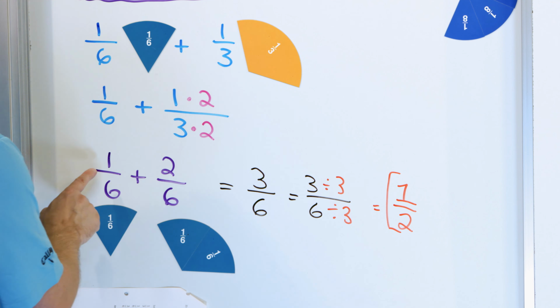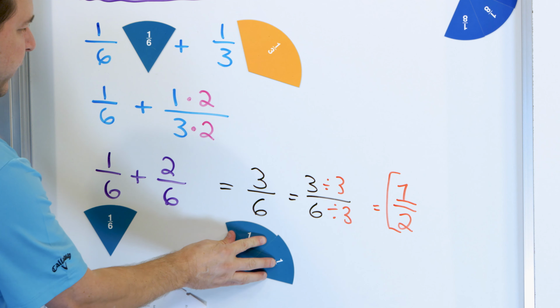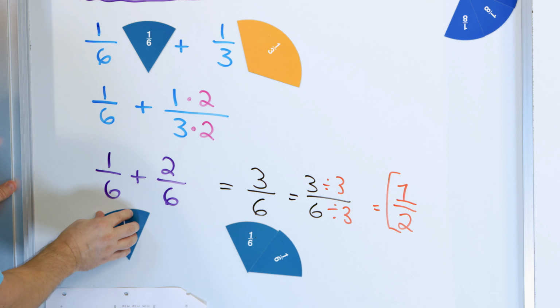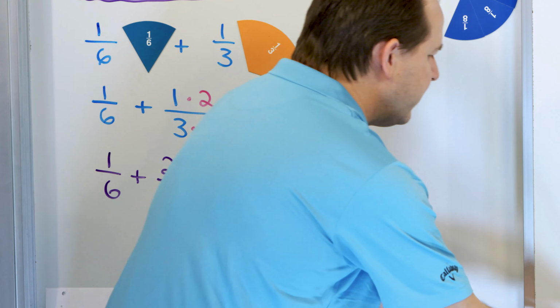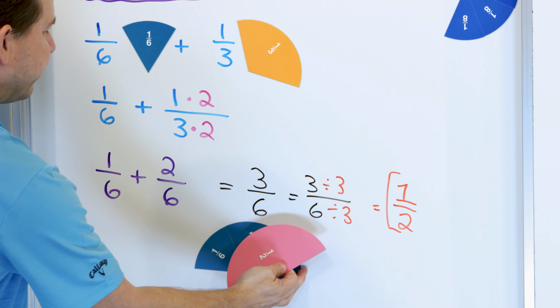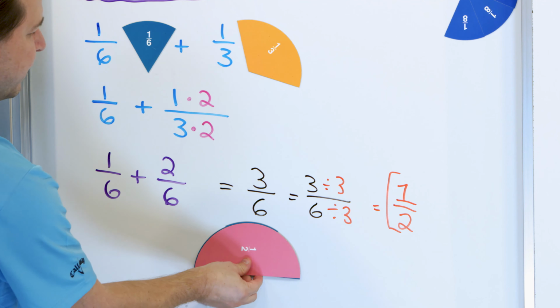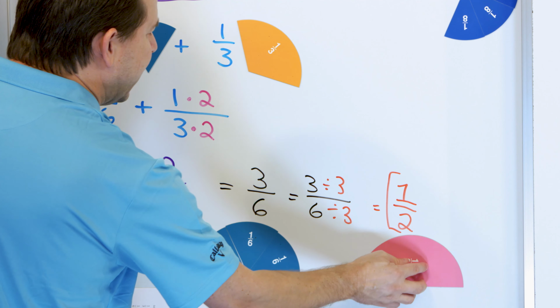So if we were to take this 1/6, let's move it over here, and then we add to it 2/6, which is exactly what we did right here. Notice that we get exactly half of a pizza, which you can convince yourself, because this is the fraction 1/2, it covers it up exactly there. So the answer is 1/2.